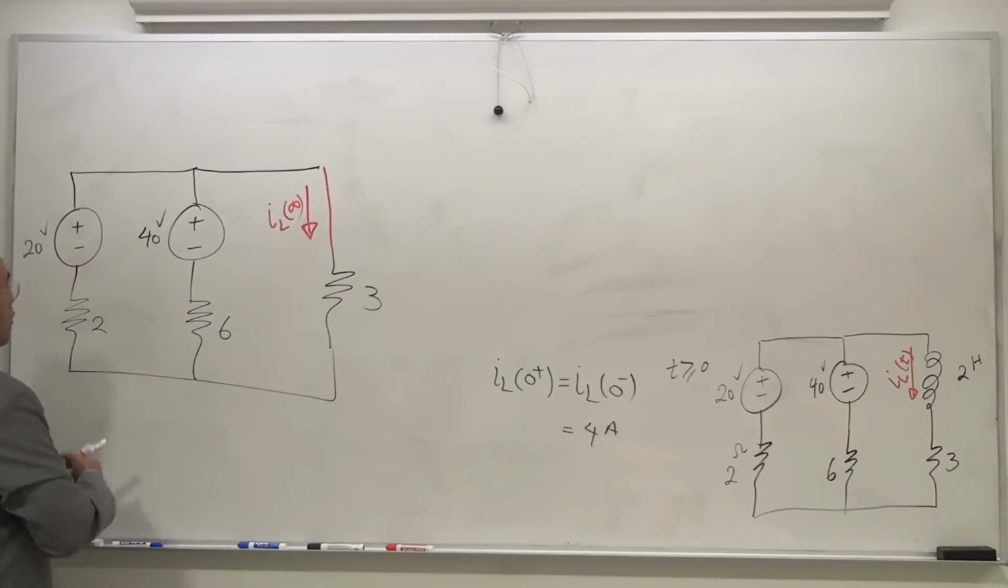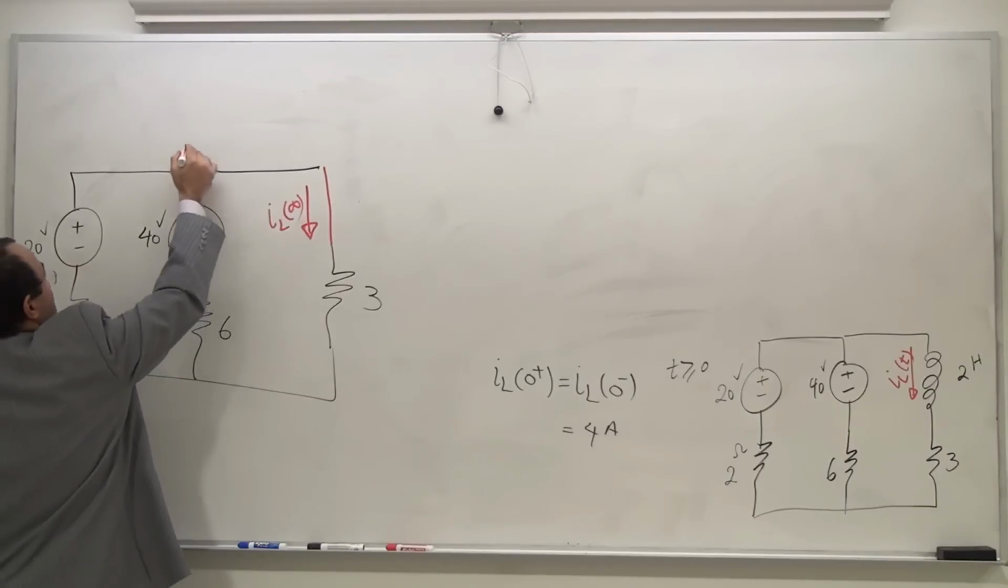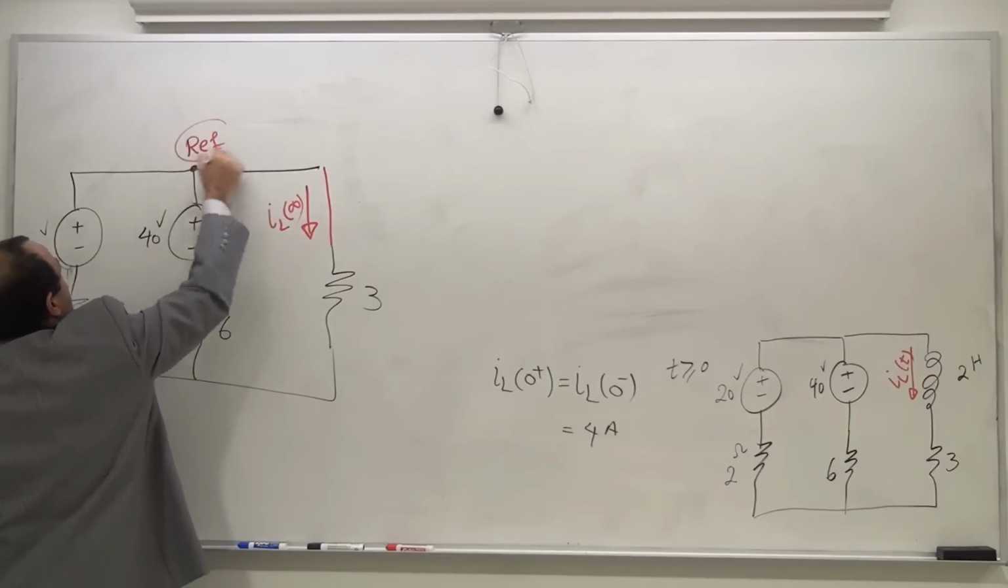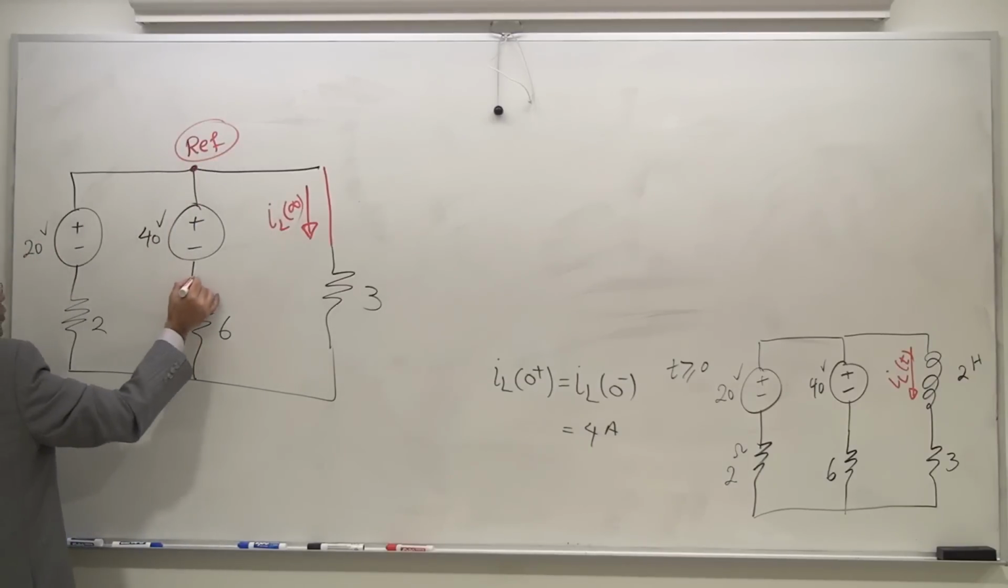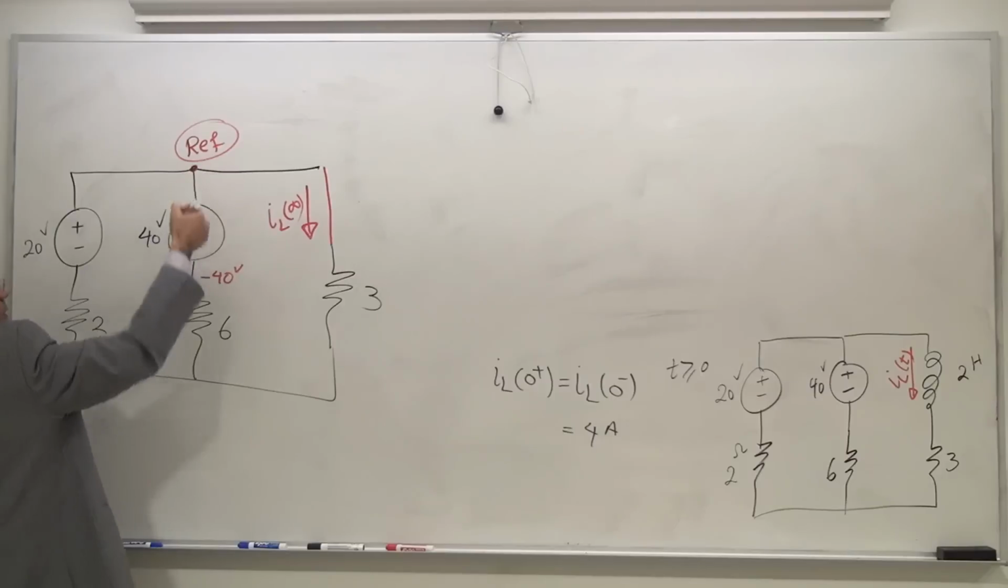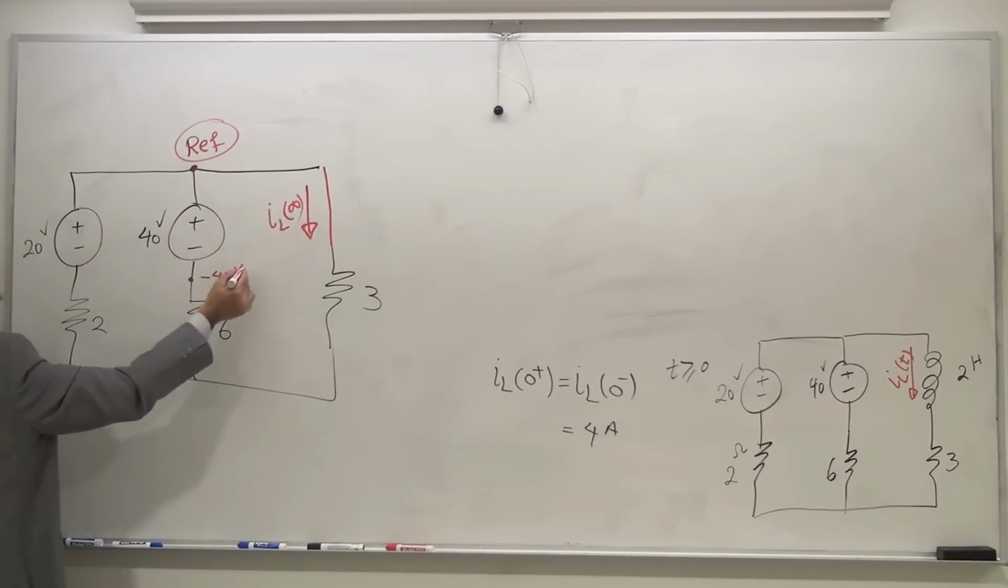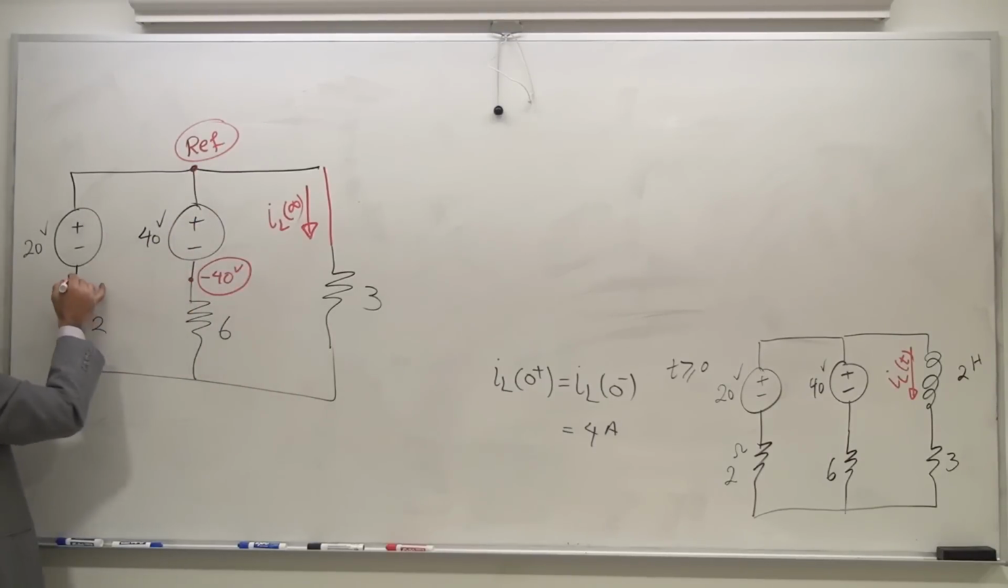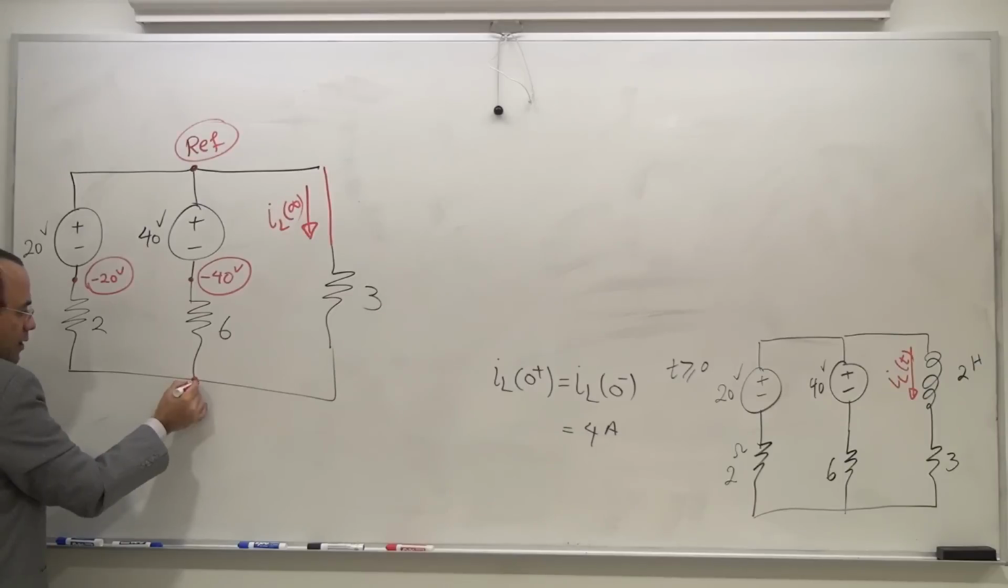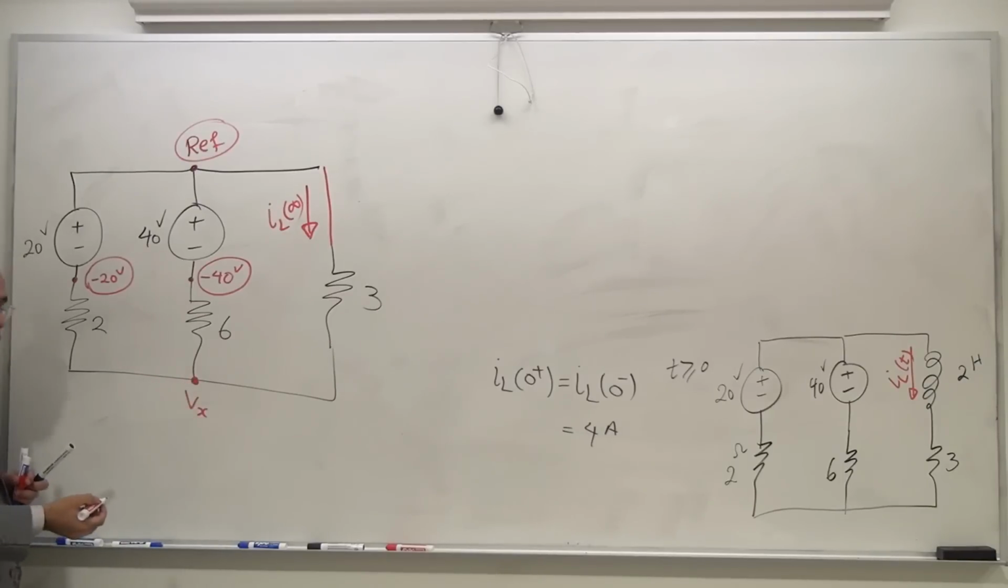I can do a nodal. So basically, if I take this as my reference node, if this is 0, this one is going to be minus 40 volts. You remember this? Plus, minus, plus, minus. So the voltage of this node is minus 40. The voltage of this node is going to be minus 20 volts. And the only voltage I need to find is Vx. One equation, one unknown. Isn't that nice?